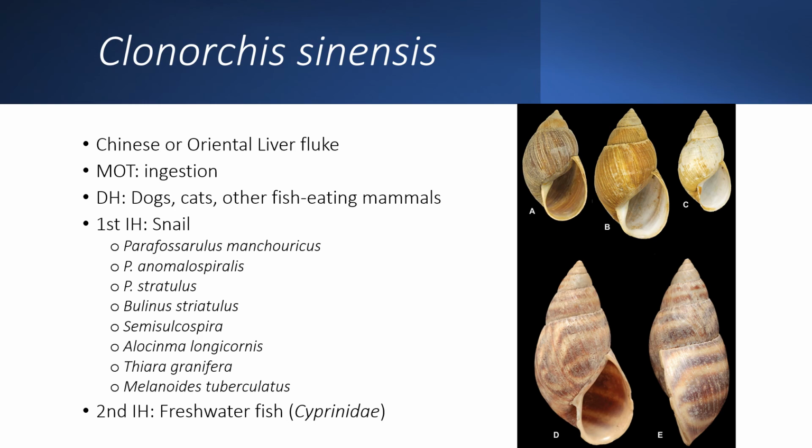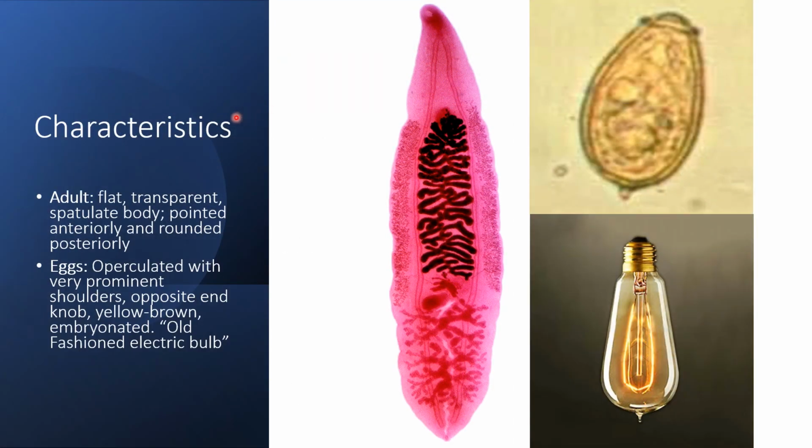So we have the characteristics of the adult worm. It is flat, transparent, and spatulate in body, pointed anteriorly and rounded posteriorly. This is much smaller compared to the Fasciola parasite.